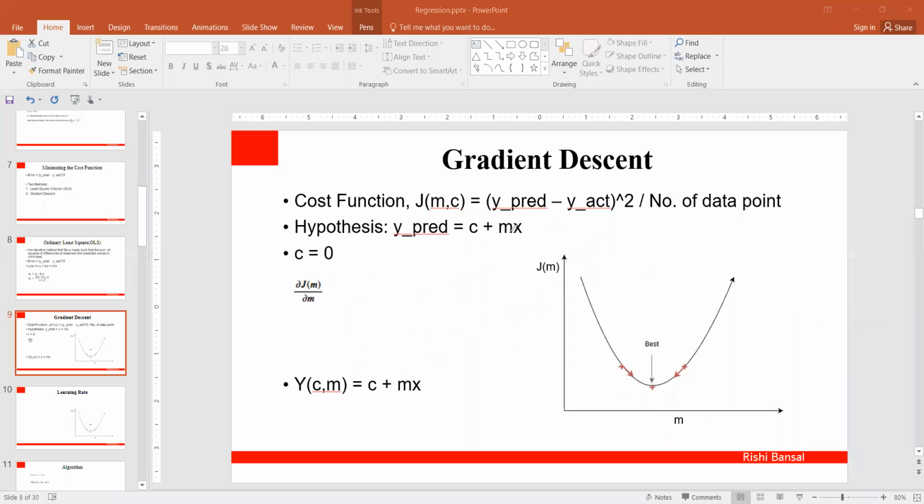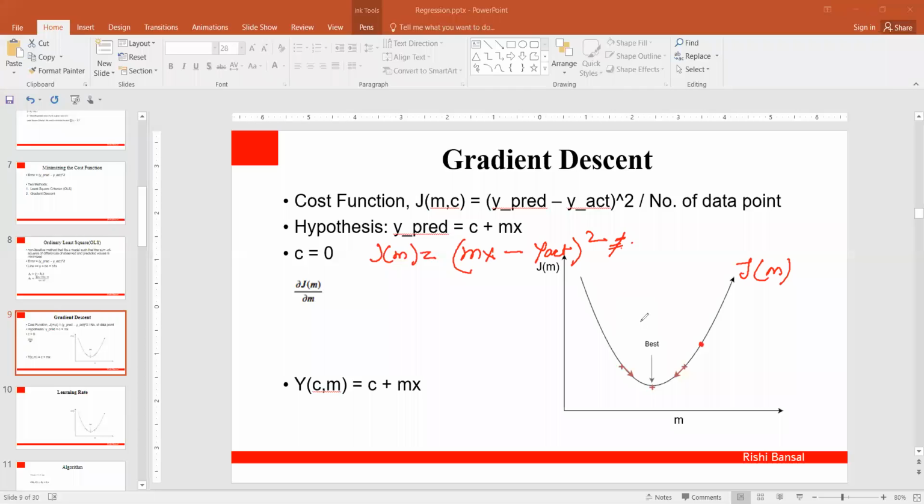Okay, so here our Jm is nothing but the sum of squares of mx minus y actual. This is my Jm. I am not dividing by the number of data points just for simplicity. For any point on this equation, this is the equation Jm, and with respect to m, this is the equation of the graph.